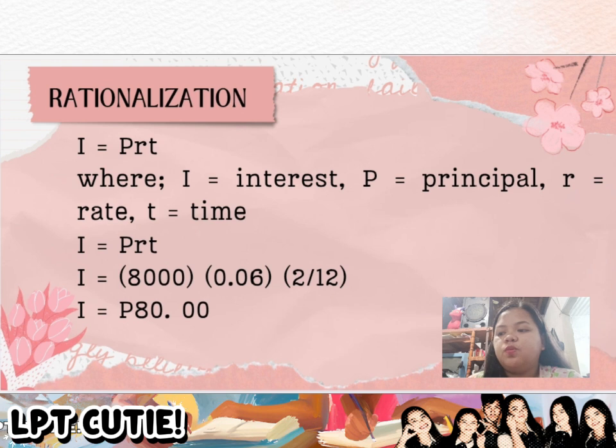After that, we are going to substitute. I is equal to, our principal is 8,000. Our rate is 0.06 since we convert the percent into a decimal. And then our time is 2 over 12: 2 based on the given 2 months, and the 12 is because in a year there are 12 months. Then we multiply 8,000 times 0.06 times 2 over 12. So we will have an interest of 80 pesos. So the correct answer of number 12 is letter B, 80 pesos.